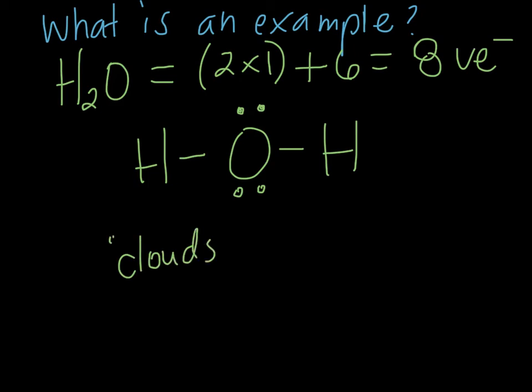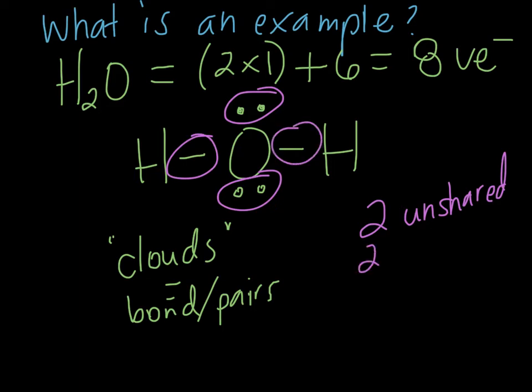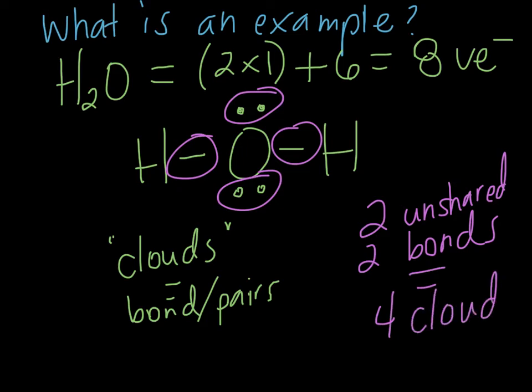So now, once we've drawn our Lewis structure, we need to count the number of clouds around the central atom. So remember, clouds are either a bond or the pairs of electrons that are not involved in the bonds. So if you look at our oxygen atom, it's got 2 unshared pairs, and it's got 2 bonds off of it. So total, it's going to have 4 clouds coming off of that central atom. So let's look at our table and determine what the shape is going to be.